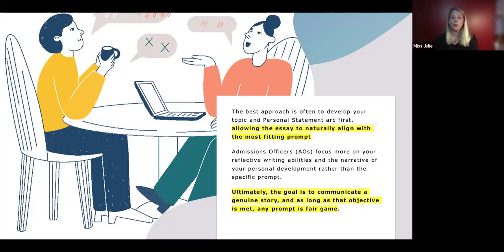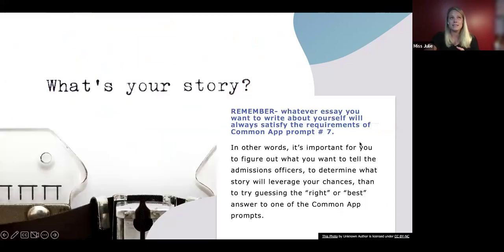Admissions officers focus more on your reflective writing abilities and the narrative of your personal development rather than the specific prompt. So ultimately, your goal is to communicate a genuine story, and as long as that objective is met, any prompt is fair game. You have to have a genuine story about you. So again, the most important piece of this is telling your unique, genuine story and not worrying about trying to fit your story into a specific prompt.